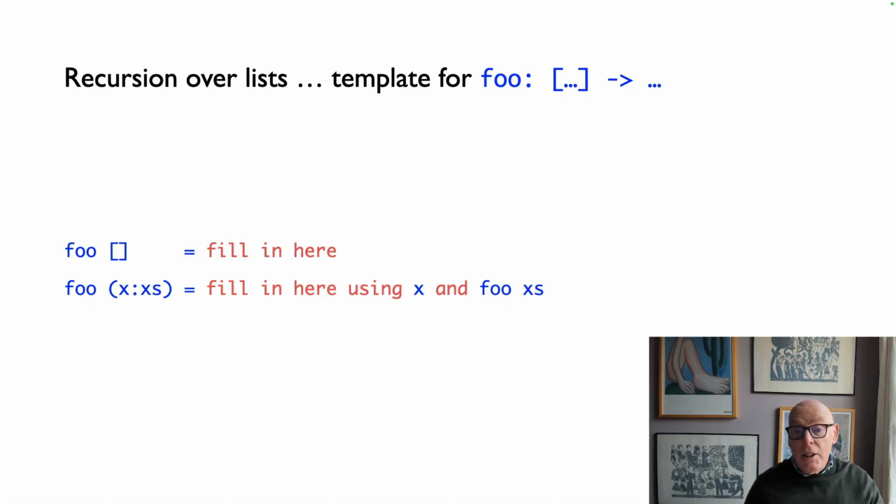We have a template for defining a function foo. If you remember, this is the template from earlier in the course. To define the function foo over all lists, we say foo of the empty list is, and give a value for that, and we define foo of x colon x's, x cons x's, in terms of foo of x's and x. So that's how we define a function that works over all lists, or at least all finite lists.